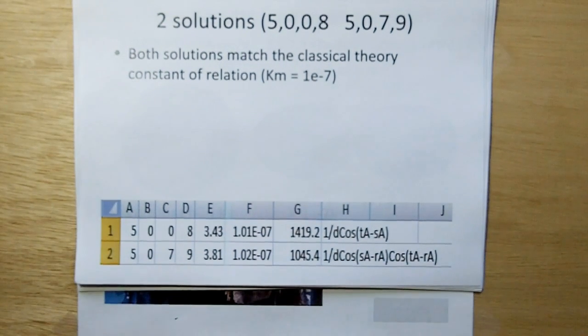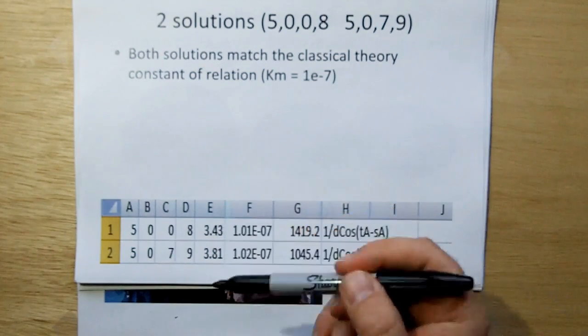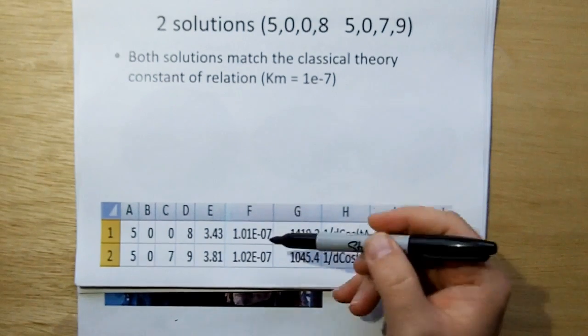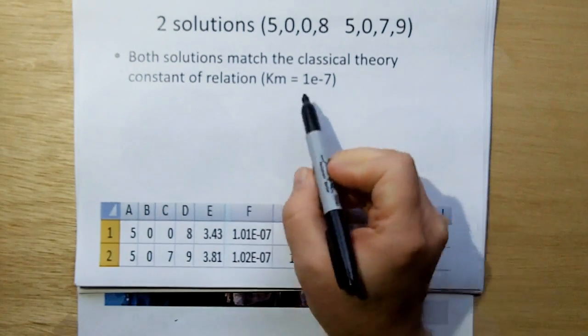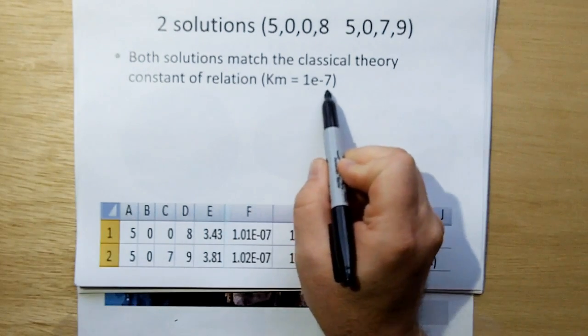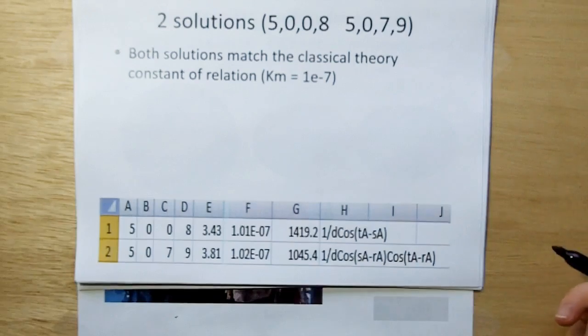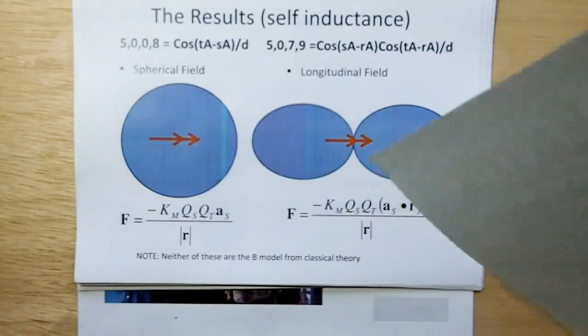And it's interesting, this is 5008, which, I already know that's the answer, but we can't make that assumption now. We have 5079. Both of these are very good as far as their accuracy within the experimental data. The constant of relation that's derived is dead on, because for Km, we want 1 times 10 to the minus 7. We're essentially getting that. That's probably just experimental error that it's not exact. And these are the basic geometries. So what do we got here?